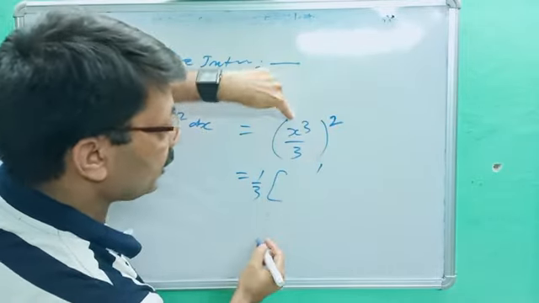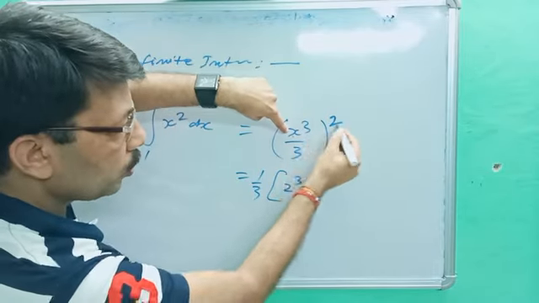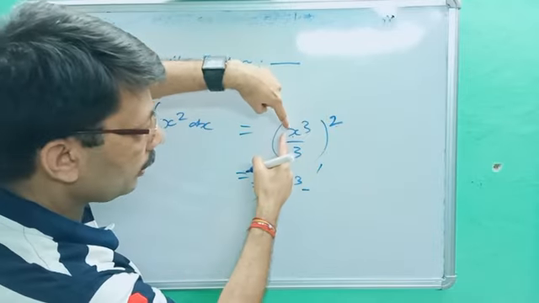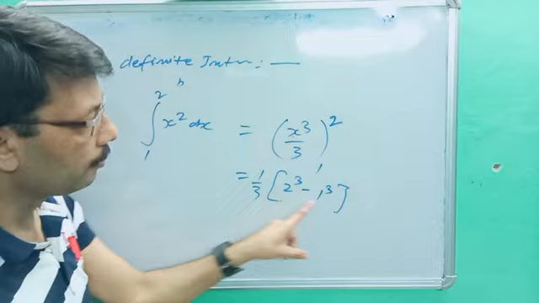In the place of x you have to put the 2. It will be 2 power 3. Very easy. Here you will put 2. So 2 power 3. What sign? Minus. In the place of x you have to put the 1. 1 power 3. Very easy. Higher limit minus lower limit.